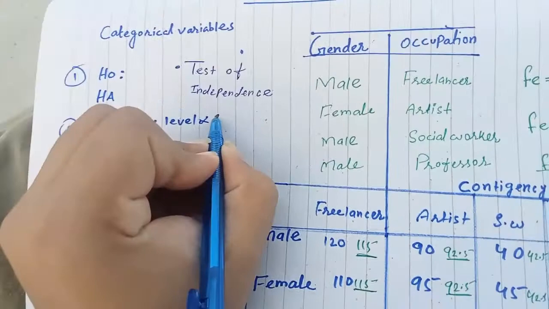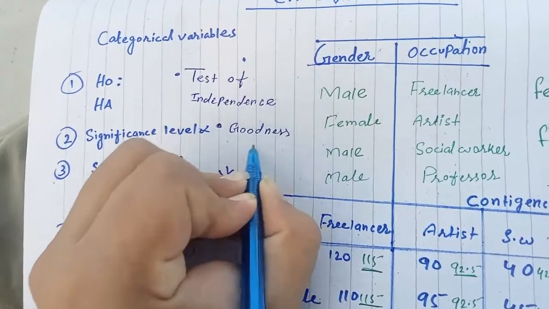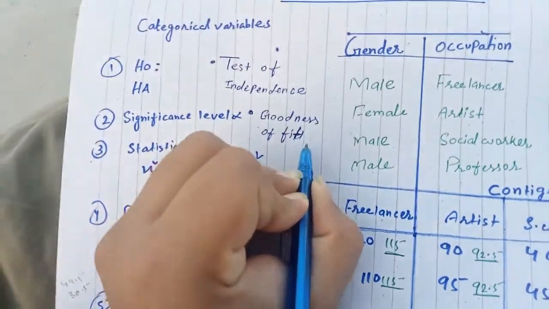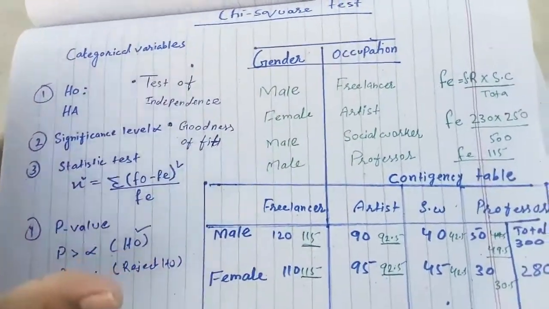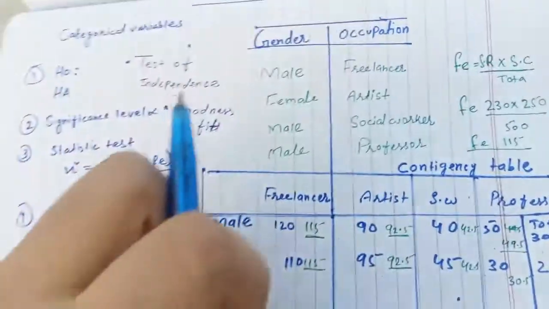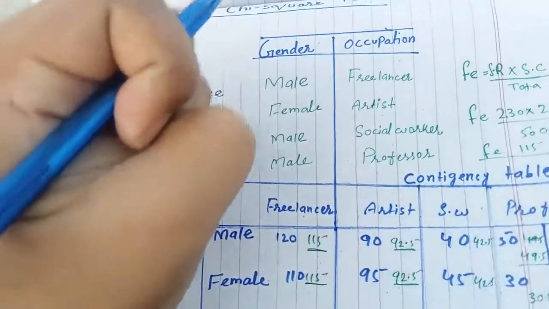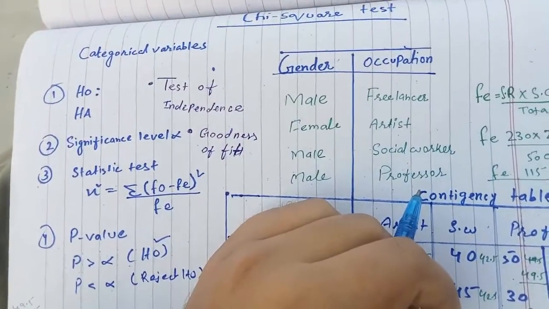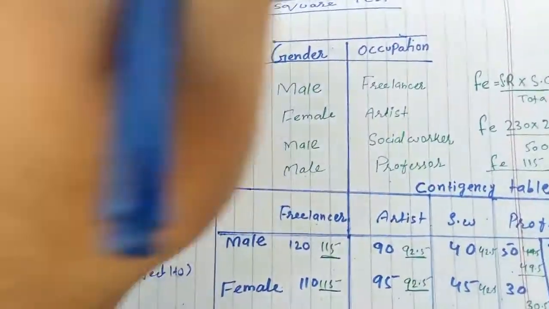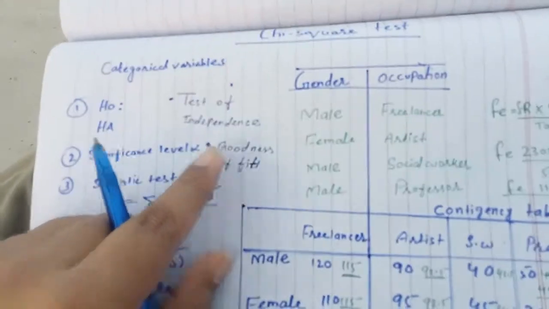The second is goodness of fit. What is the goodness of fit? Goodness of fit says if you are using a sample, and you want to check whether this sample belongs to the population distribution or not, right? Whatever sample we are working on, does it belong to the population or not? For that we also use the goodness of fit.